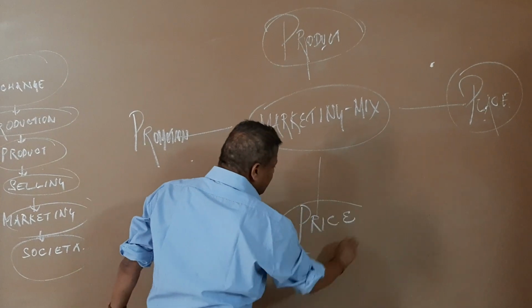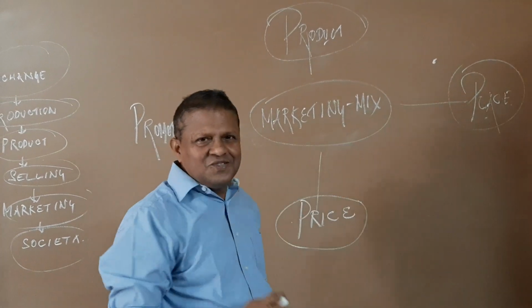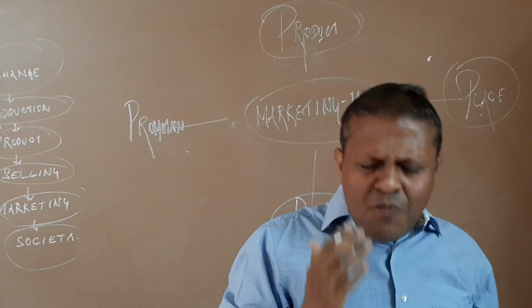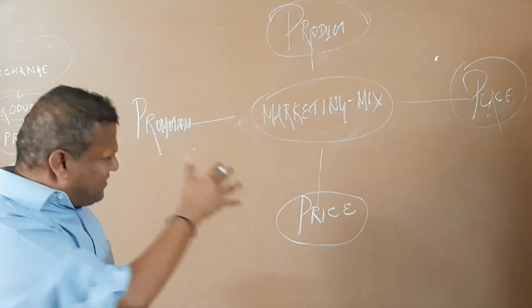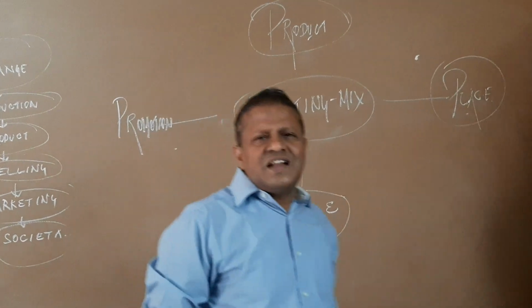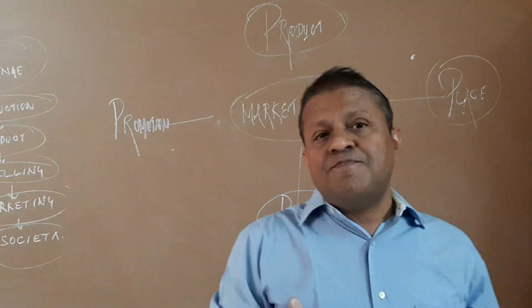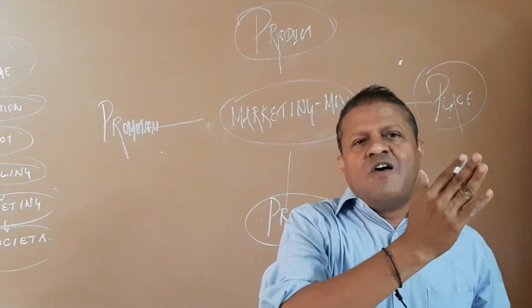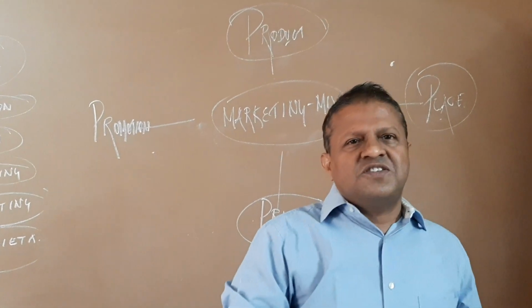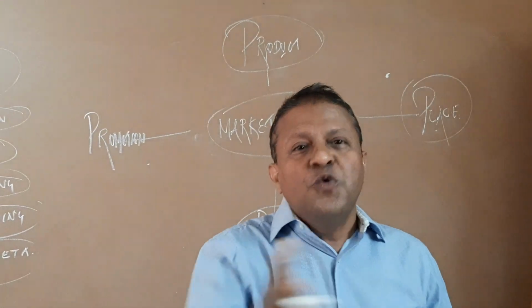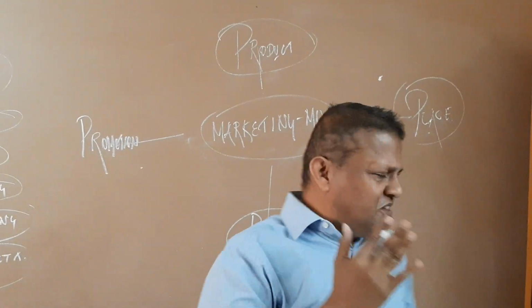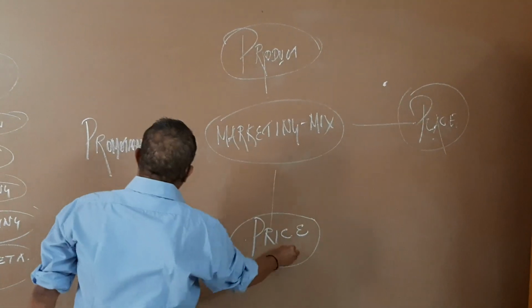Then we talk about the price. The price is the most promising P among all the 4 Ps, because it is here that the marketer has to assure a fair percentage of profit to the owner, to the proprietor, to the entrepreneur. It is the P that ensures revenue to the company, and therefore price is very, very important.